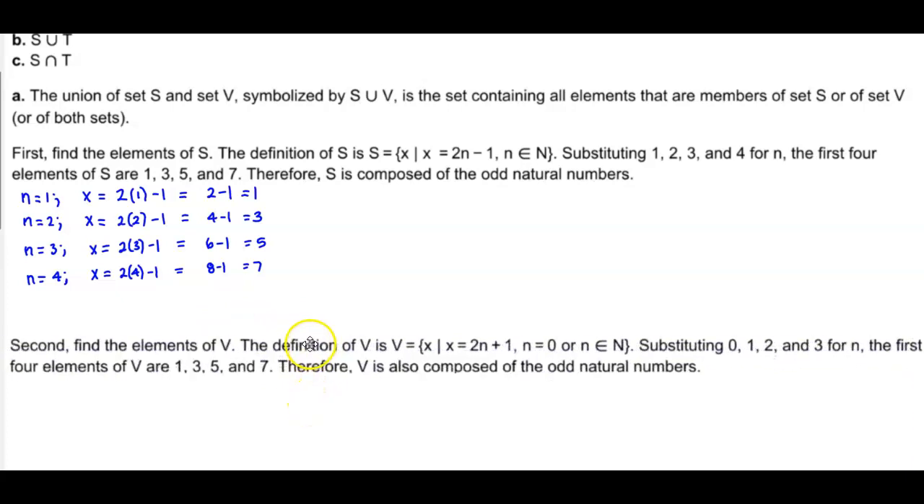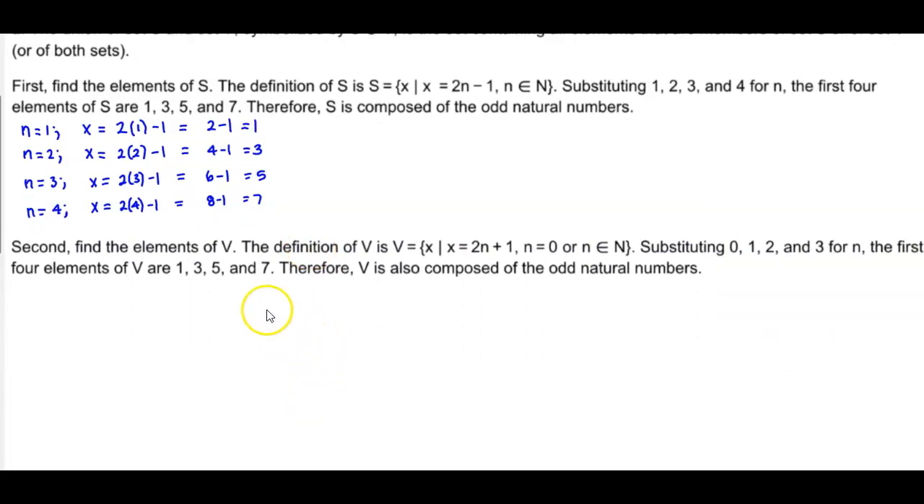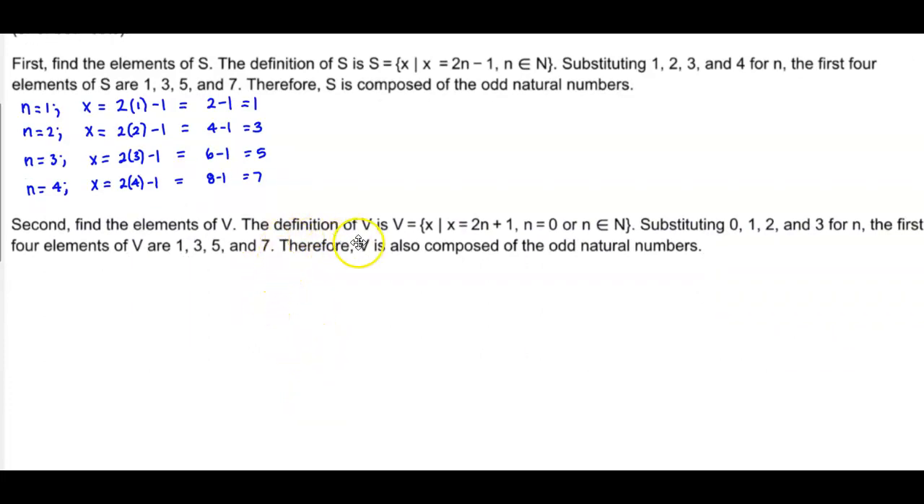Okay, so now second, we want to find the elements of V. Now the definition of V is all x such that x is equal to 2n plus 1, where n is equal to 0, or n is a natural number. So since one of them is a 0, we need to make sure that we include that.